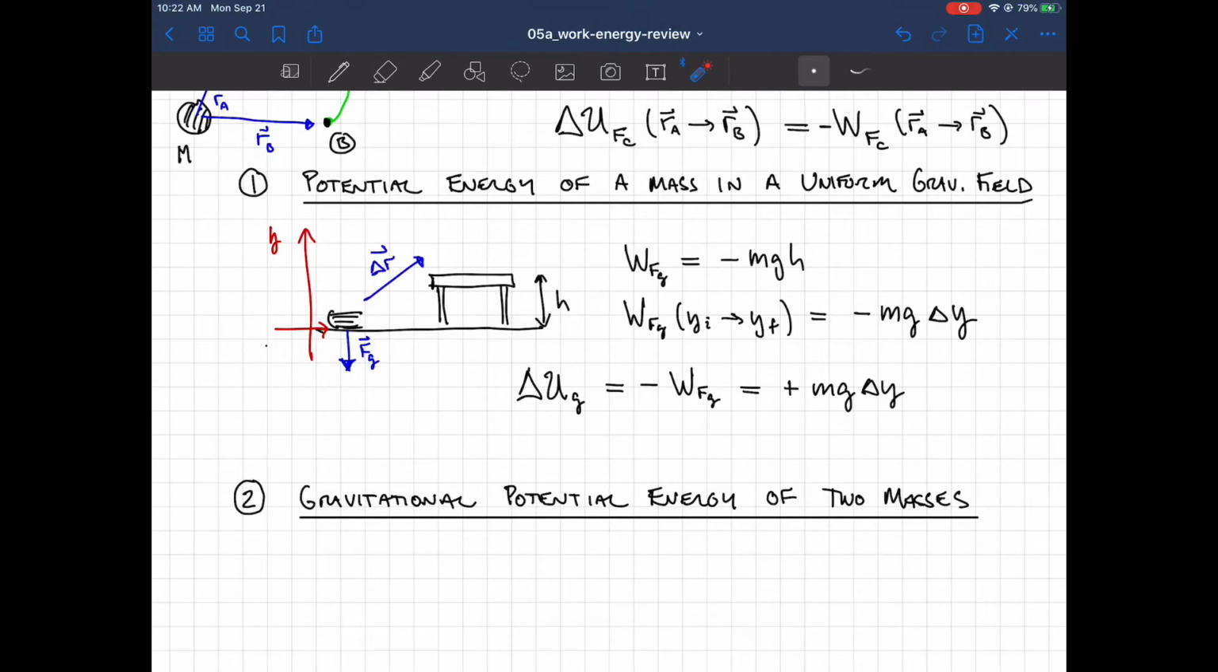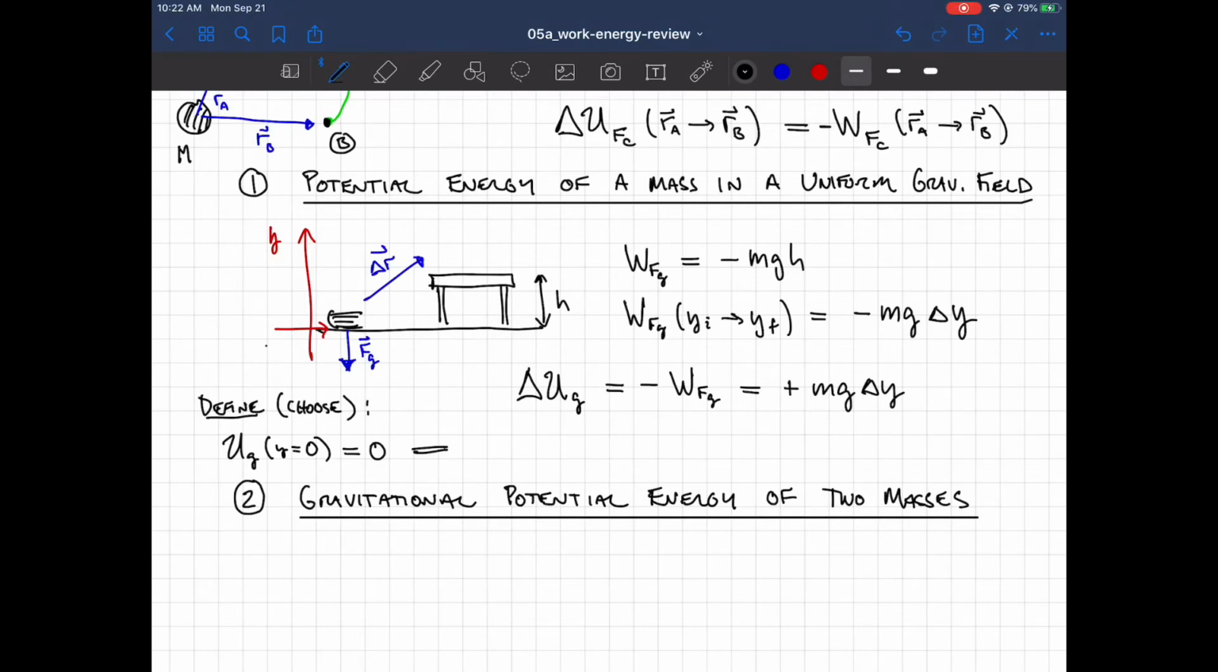We should mention one last step, which is that we usually talk about a potential energy function, which is a function of a single variable, not of a difference in positions. And the way that you do that is you define a 0 point in the potential energy. So we define, meaning we choose, that Ug at y equal to 0 is equal to 0.